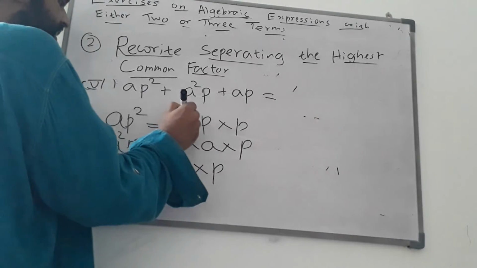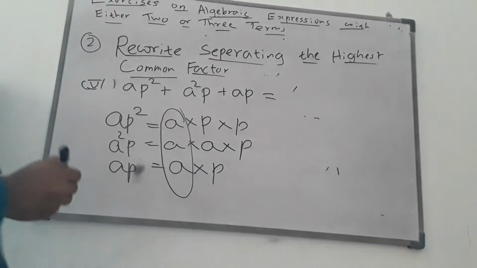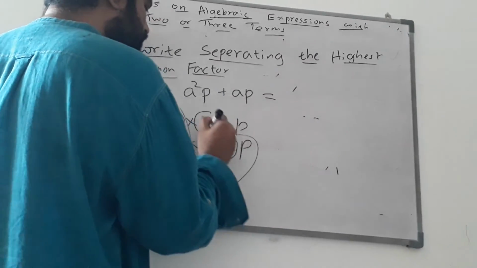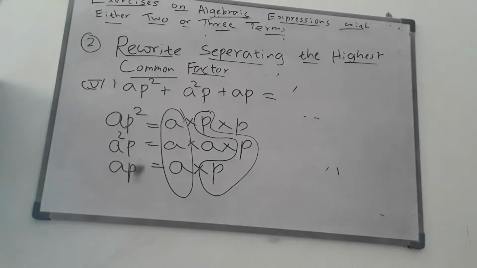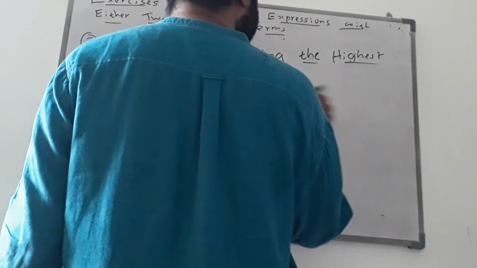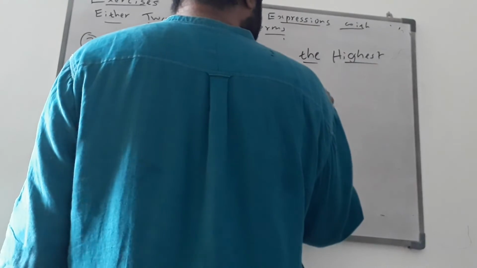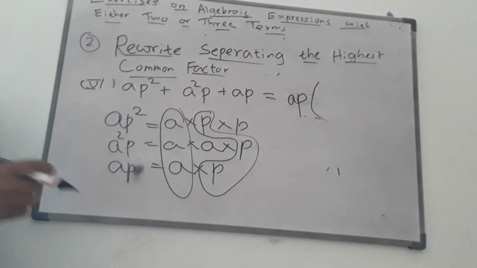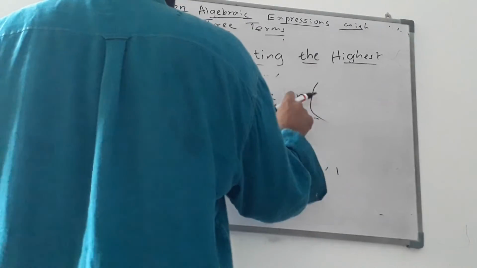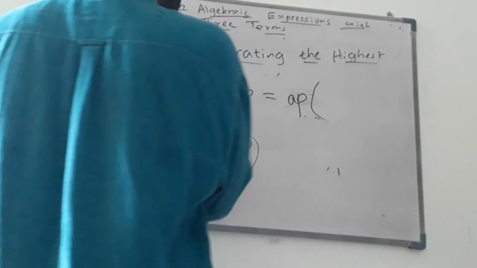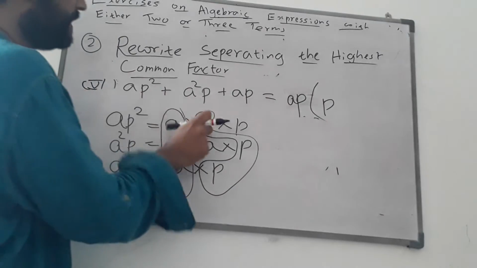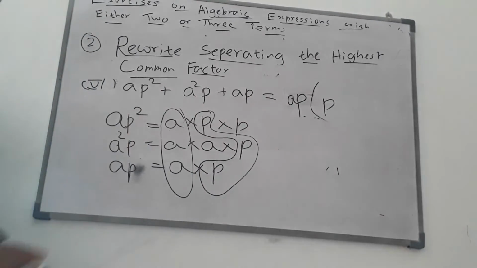Now look at this A. A is common to all these three terms, and this P is also common to all these three terms. So I am going to write A times P, or AP, as a product of factors. So when we take AP out, remaining in the first term is P. AP times P is AP squared.